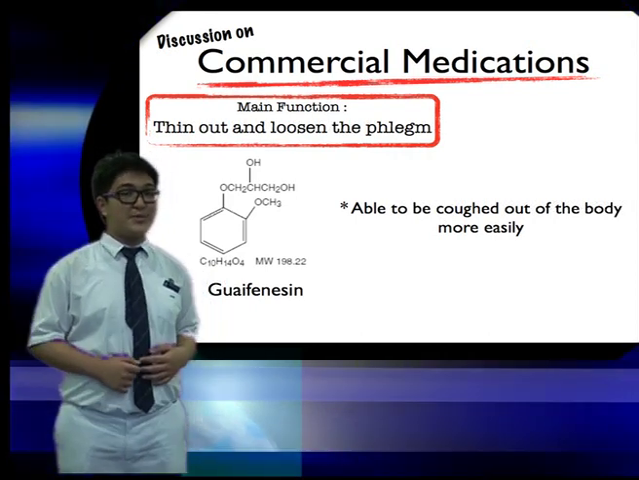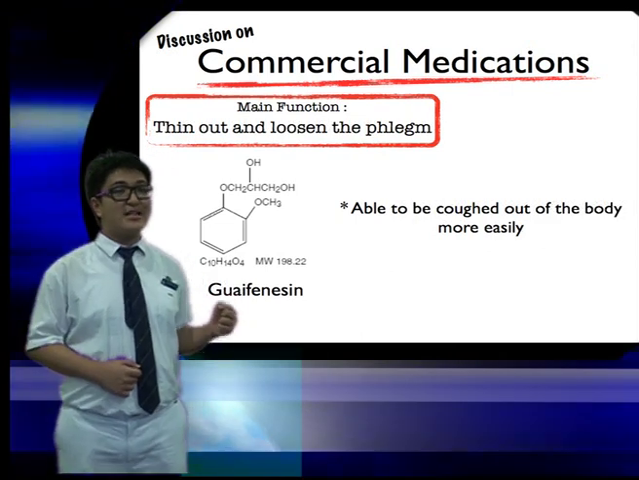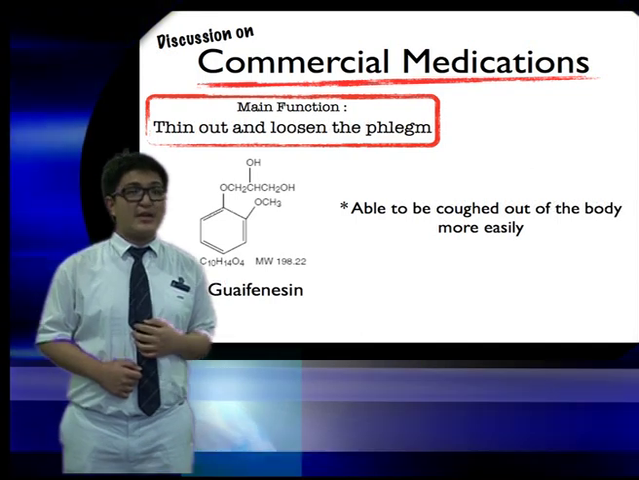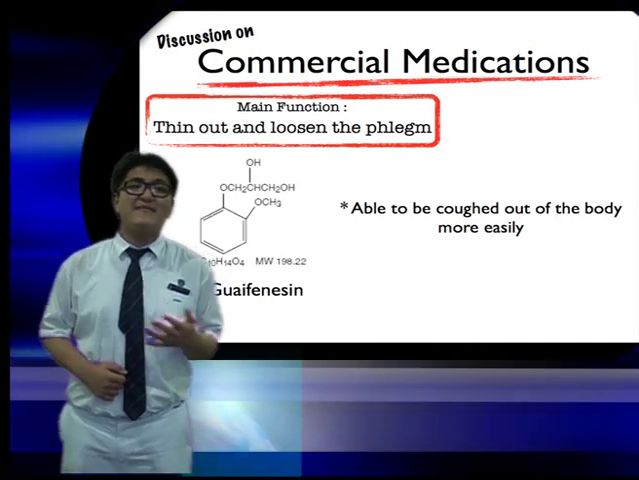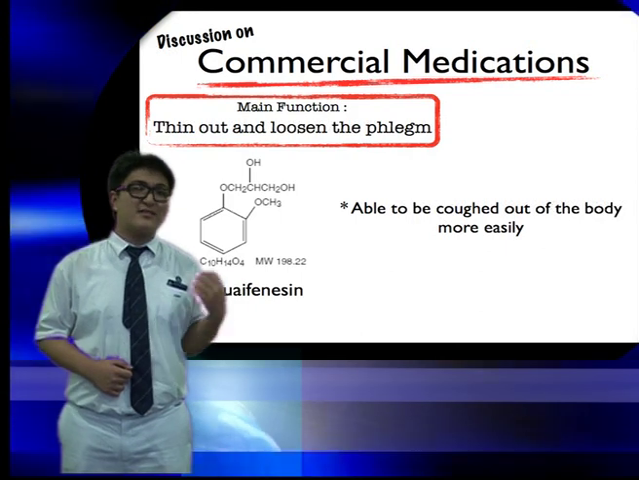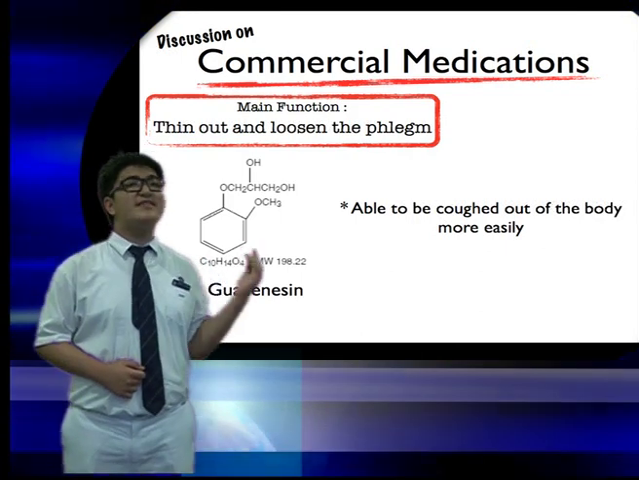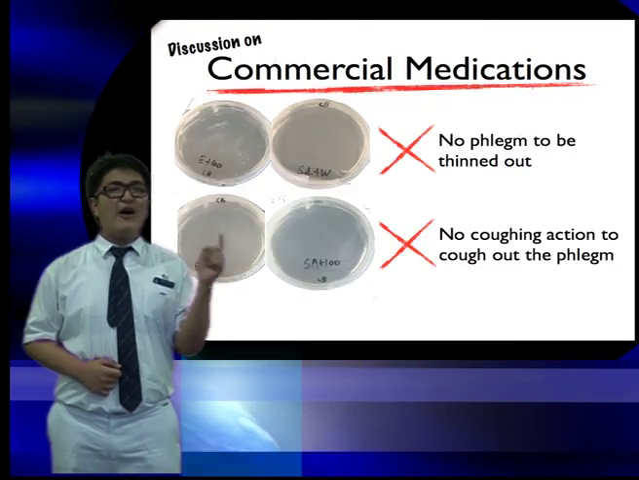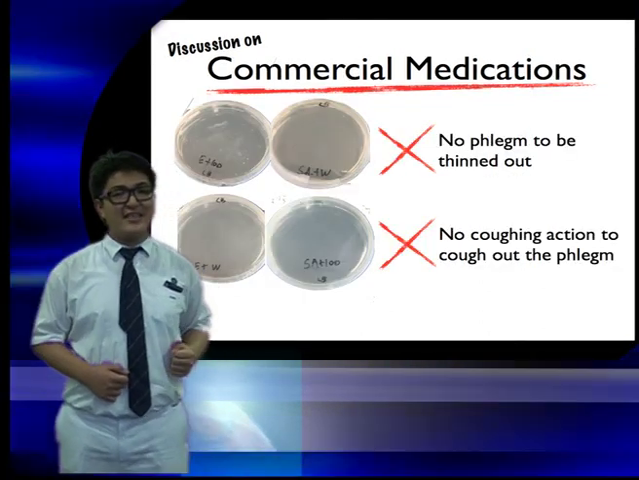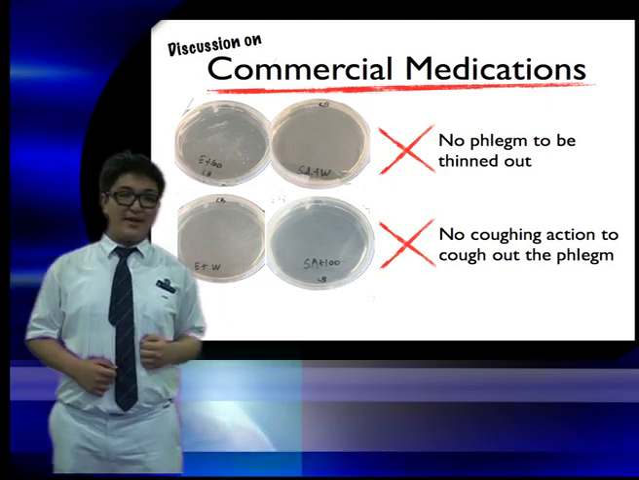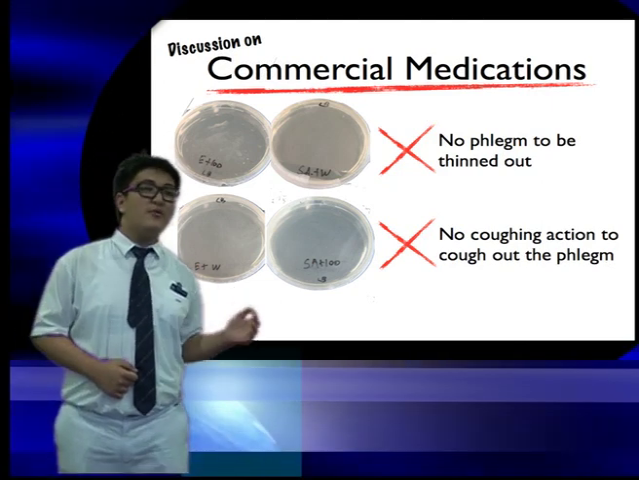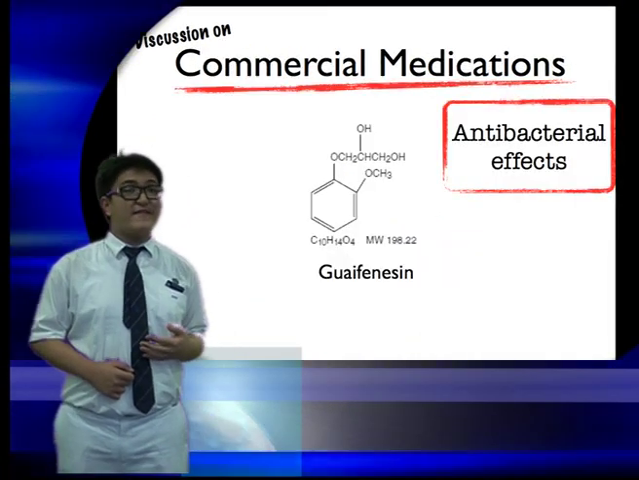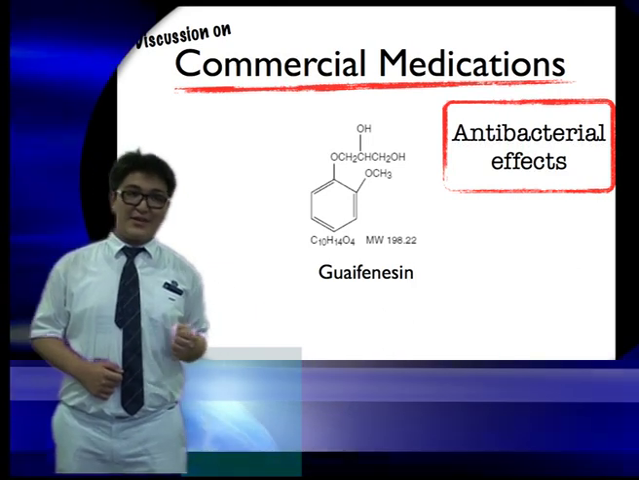Guaifenesin is a drug which helps to thin out and loosen the phlegm or mucus accumulated in the respiratory tract. When the phlegm is thinned out, it will be able to be coughed out of the body more easily, as phlegm contains much bacteria and other disease-carrying substances. Removing the phlegm would also remove these bacteria and disease-carrying substances. However, as all experiments are done within the petri dish and no phlegm or mucus to be thinned out and no movement of coughing to cough out the phlegm, we concluded that guaifenesin has antibacterial effects.